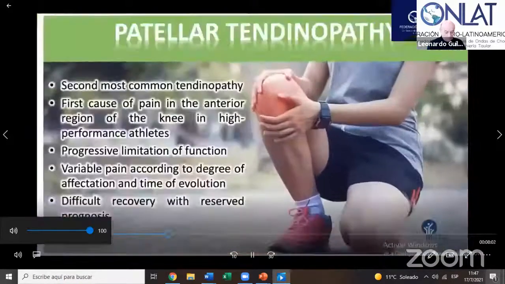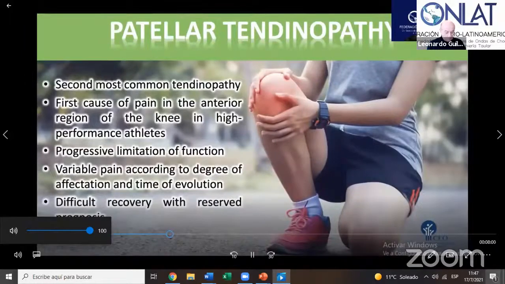Patellar tendinopathy is the second most common tendinopathy. It's the first cause of pain in the anterior region of the knee in high-performance athletes. Progressive limitation of function is important and appears with variable pain according to the degree of affectation and time of evolution. Difficult recovery with reserved prognosis.